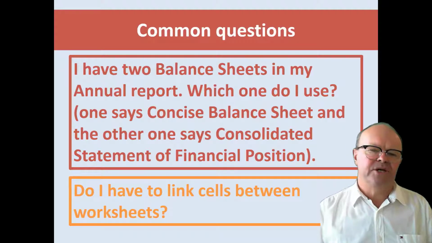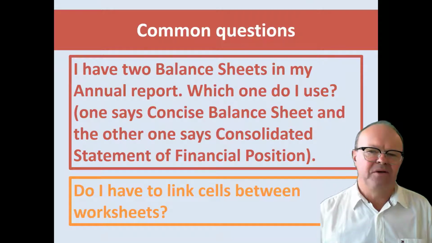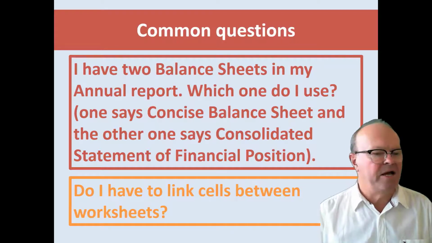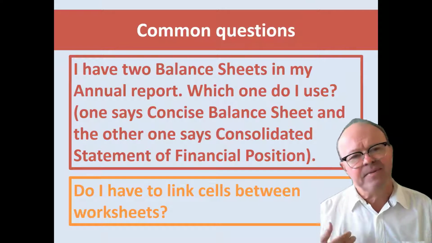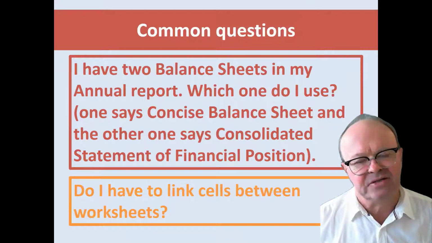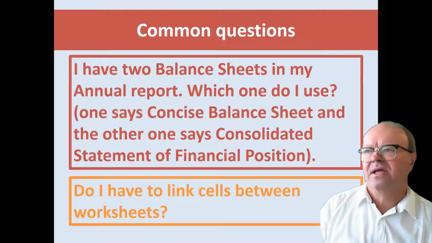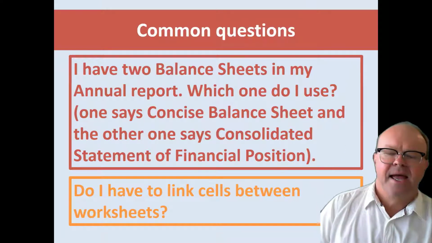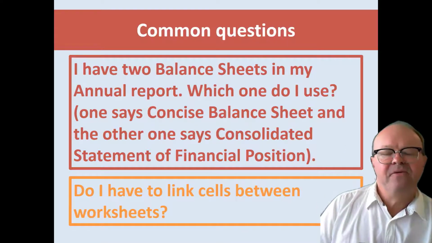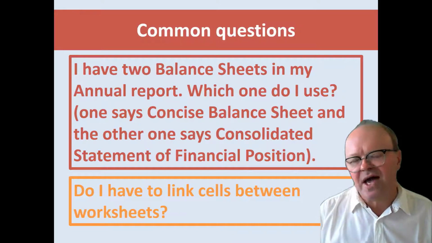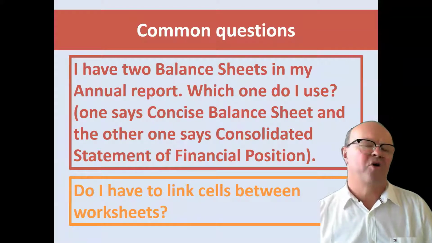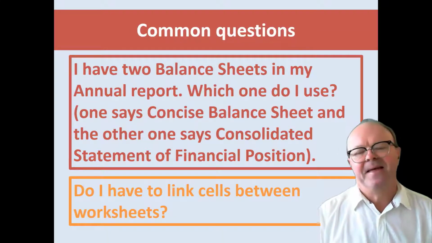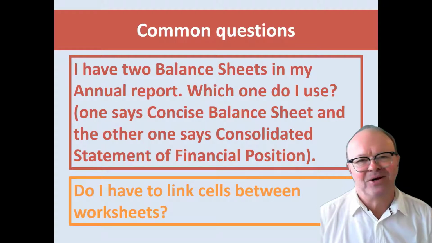I have two balance sheets in my annual report. Which one do I use? One says concise balance sheet, and the other one says consolidated statement of financial position. Some people have concise financial statements in their annual reports, and others don't. But if your firm does have any sort of concise or summary financial statements, we're not focusing on that. We're focusing on the full financial statements, the full meat and potatoes.